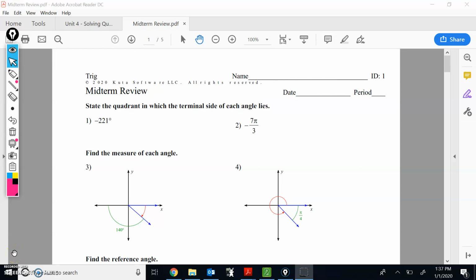Hey, let's start with number one. Number one says state the quadrant where the terminal side lies. Terminal side means where the angle ends.